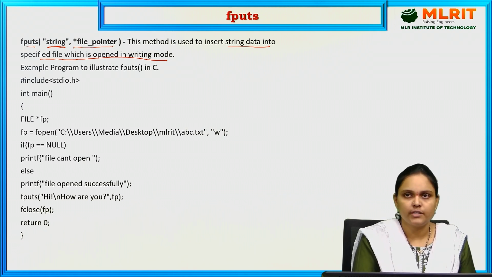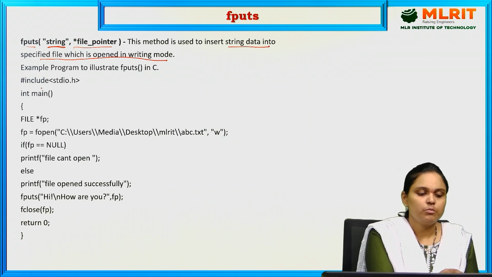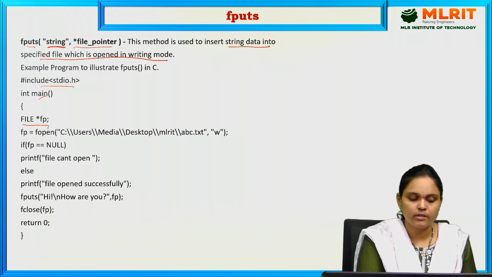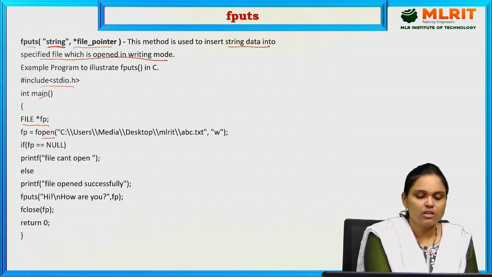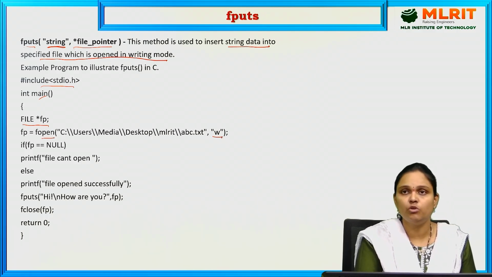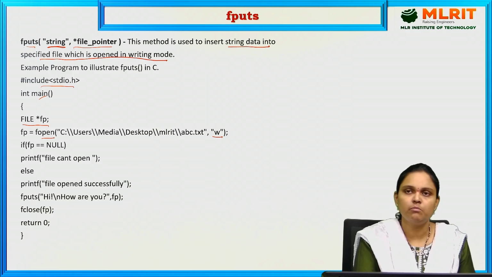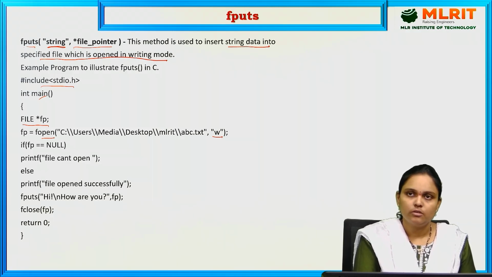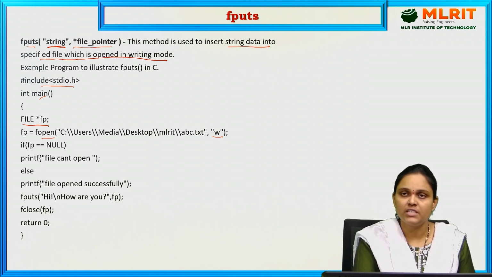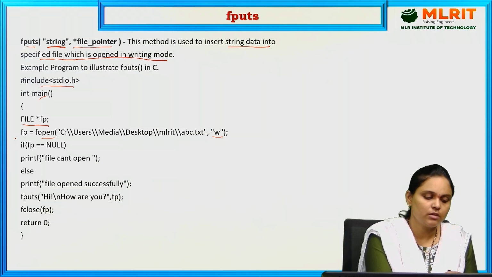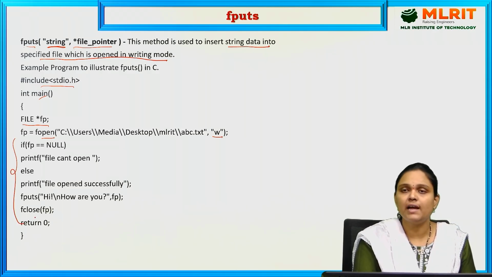So coming to one example program here, this is a header file, and next inside the main function we have created a file pointer, and next we are opening a file by using the fopen function, and we are opening it in write mode because we are writing some information into the file. Whenever you are writing information into the file, we need to open the file by using w mode or append mode. If you open with w mode, whatever information you have inside the file will get deleted, and whatever you are writing in this particular program will be added into the file.